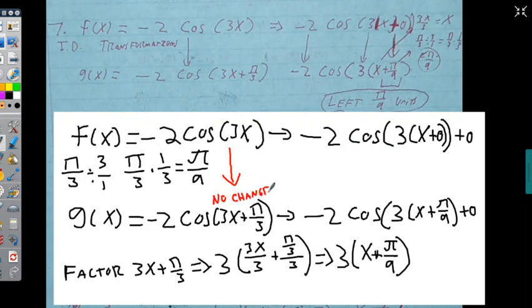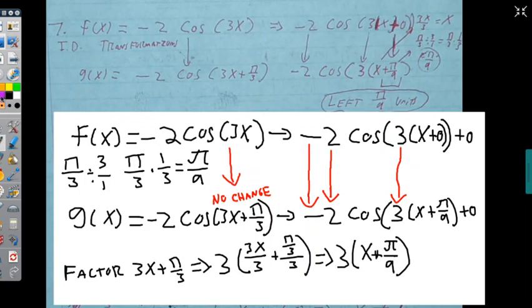So we have a reflection across the x-axis, but we have no change because we still have a reflection across the x-axis when we go from f of x transformed into g of x. We have a vertical stretch by a factor of 2, but there is no change because we still have that vertical stretch by a factor of 2. We have a horizontal compression by a factor of 1/3, but there is no change because we still have that horizontal compression by a factor of 1/3.